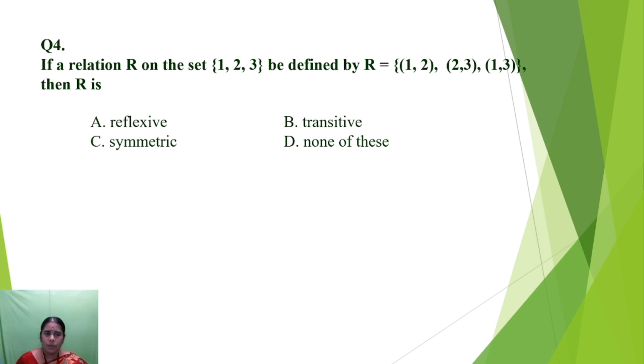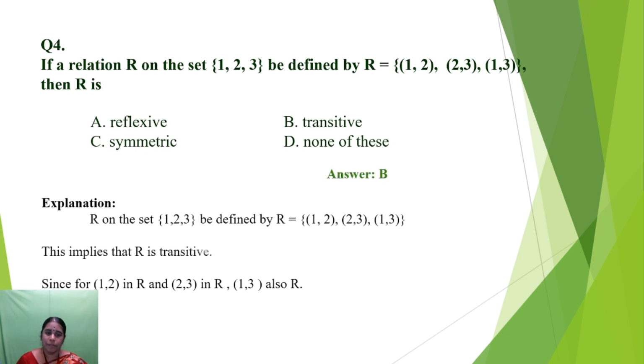Okay. What is meant by symmetric? If 1 is related to 2, then 2 is related to 1. There is only (1, 2) alone. There is no (2, 1). So it is not symmetric. Then it may be transitive or none of them. Okay, let us see what the answer is. Our answer is B, transitive.